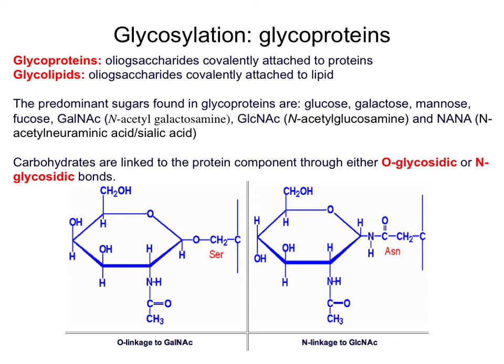Carbohydrates are linked to proteins through either O-glycosidic bonds, shown here, or N-glycosidic bonds, which are shown here. In N-glycosidic linkage, the linkage is through asparagine as an amide bond. In O-glycosidic linkages, it's a linkage through the hydroxy group of serine, threonine, or hydroxylysine.